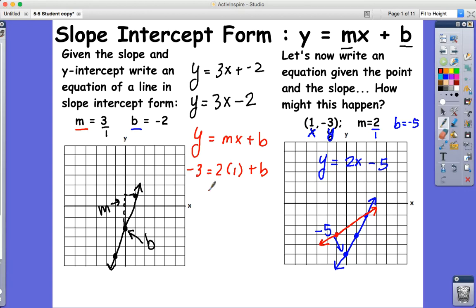All right, so now, in order to solve this, we will do the math. -3 is equal to 2 times 1 is 2, 2 plus b. And so we will get b alone. So subtract 2 from both sides. b is equal to -5.